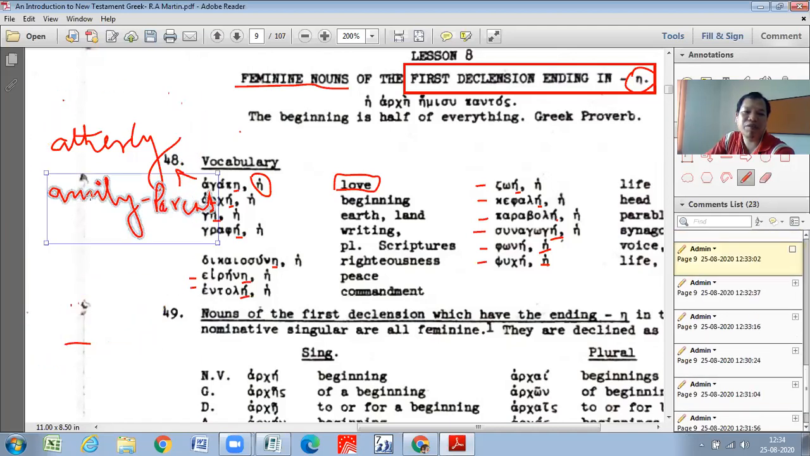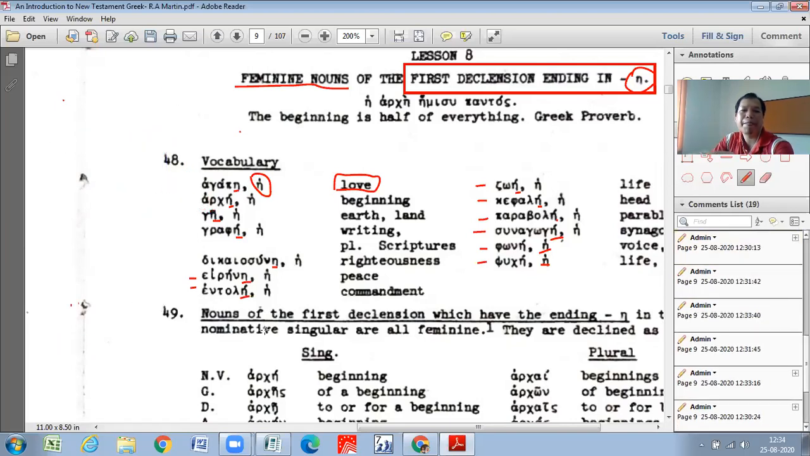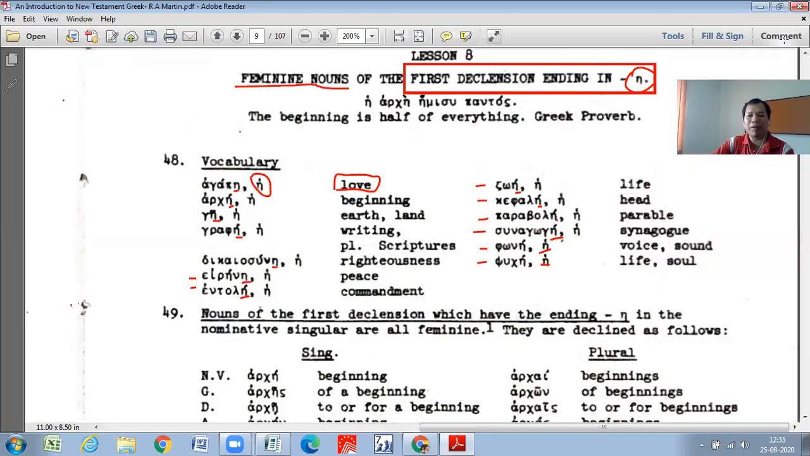This is just for your understanding, the different kinds of love in Greek. Now, arche, beginning, and then graphe. Last time you learned about grapho, I write, right? Dikaiosune is righteousness. Irene and chara, joy. You heard about kephale. You know about parabole. You heard about synagogue. These are the vocabulary that you have to learn.